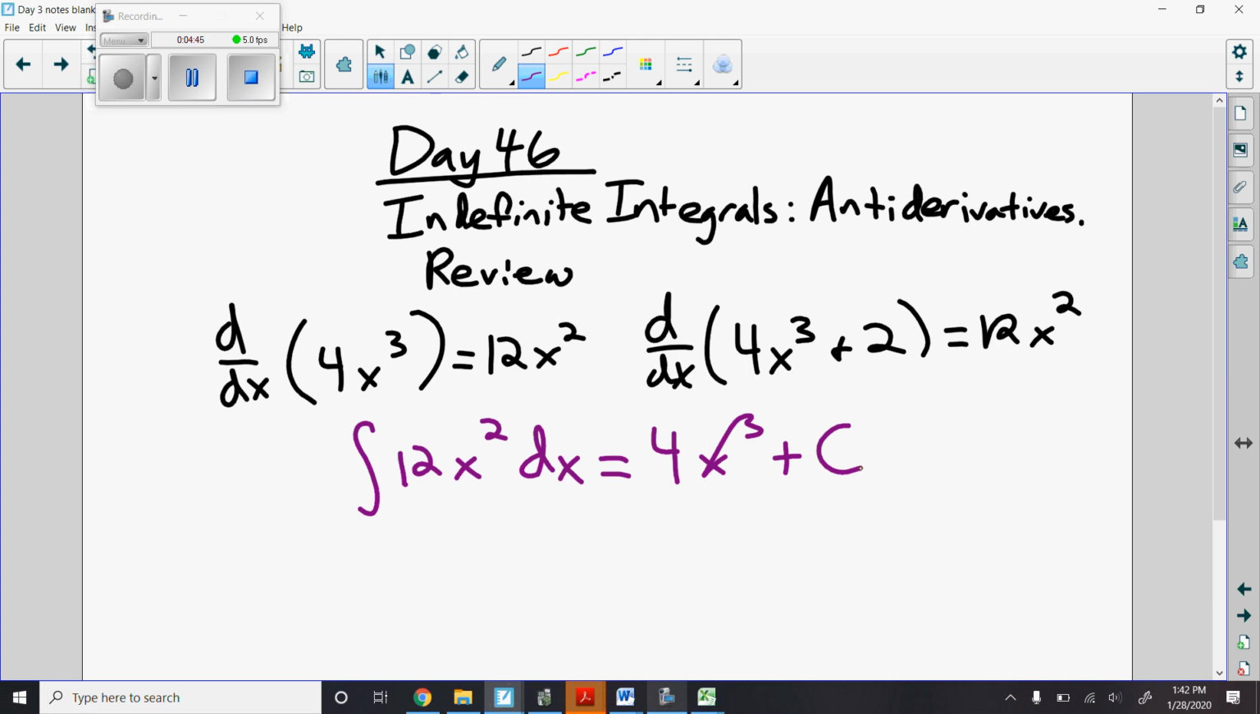Something to notice when we're working with polynomials: when we do a derivative, the power always drops by 1, right? If we take the derivative of x cubed, it shows up as x squared. If I had x to the 5th, I know my derivative is going to have x to the 4th. So when we do antiderivatives, we know that the power should increase by 1. So let's take a look at how this works.